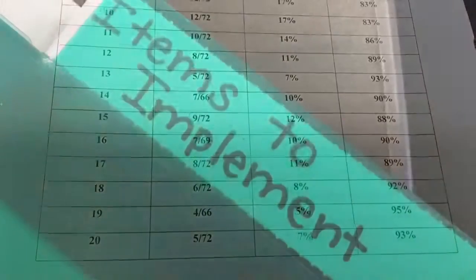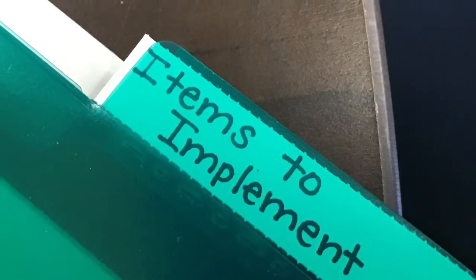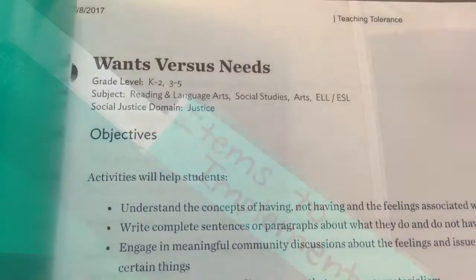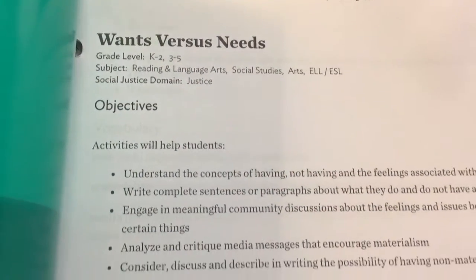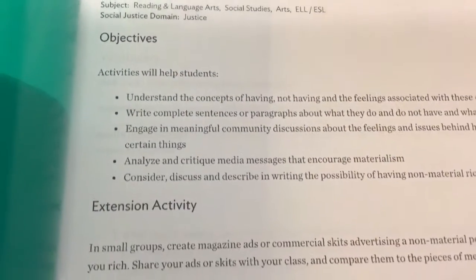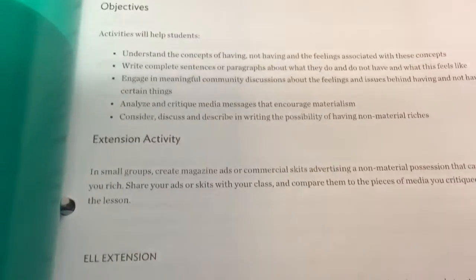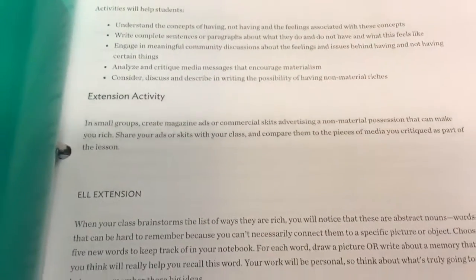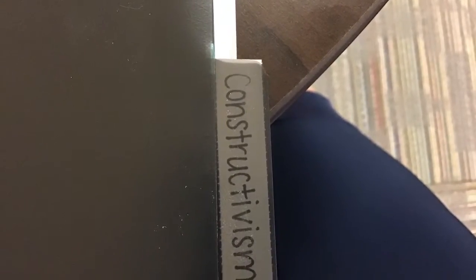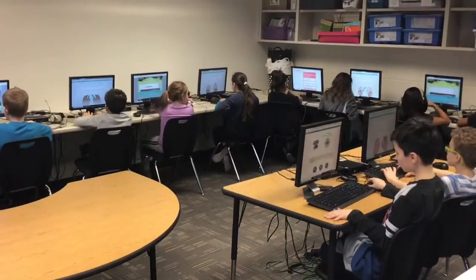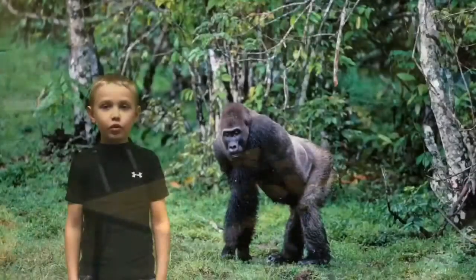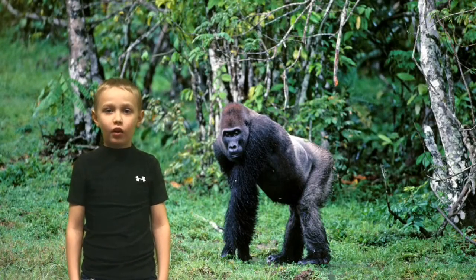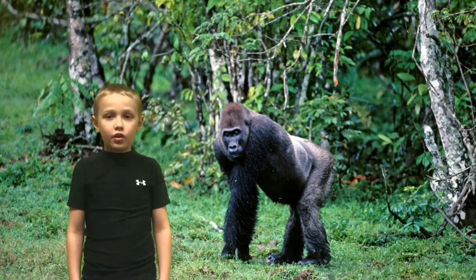The next tab is my light green tab, and this tab is my items that I would like to implement in my classroom. It includes lesson plans, ideas, motivation, and anything I need to get started to incorporate some new learning. The next tab is my constructivism tab, and I am continuing to work on this as we've learned about it in the community. I am trying to incorporate it in my classroom as much as possible.